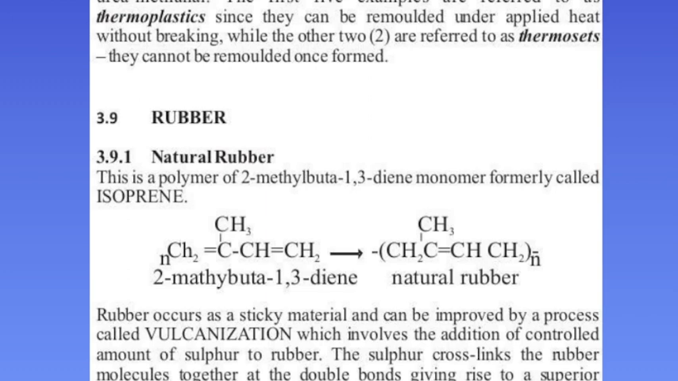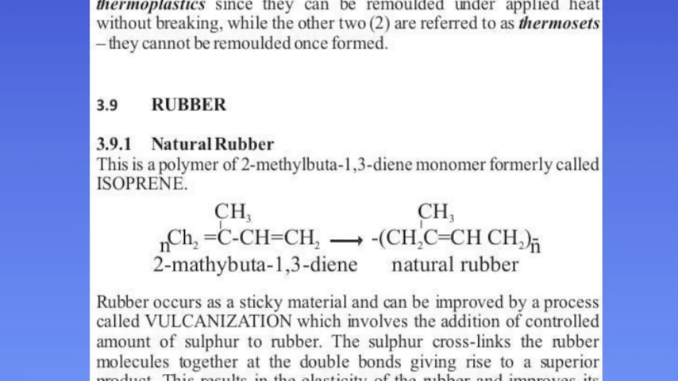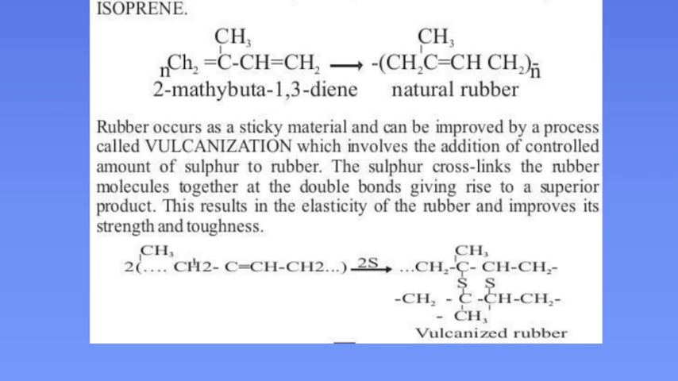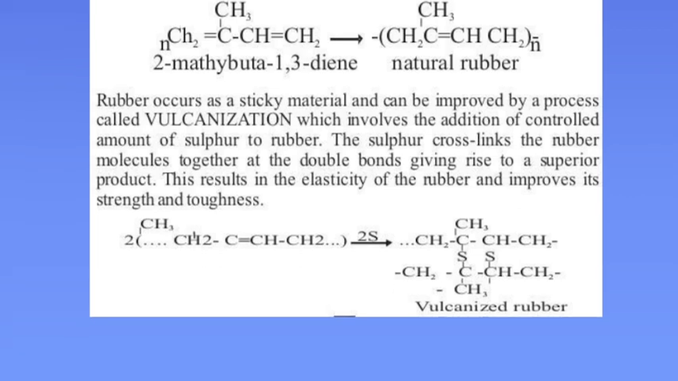So have that in mind, that the monomer of natural rubber is basically 2-methylbuta-1,3-diene, otherwise known as isoprene. With that said, we'll find out that rubber occurs as a sticky material and can be improved by a process called vulcanization, which involves the addition of a controlled amount of sulfur to rubber.